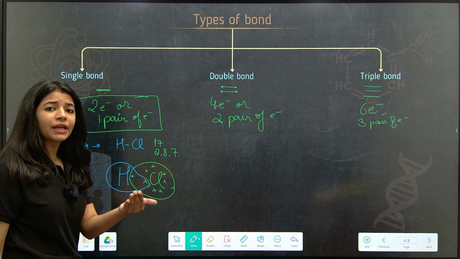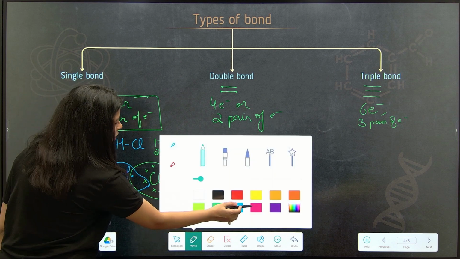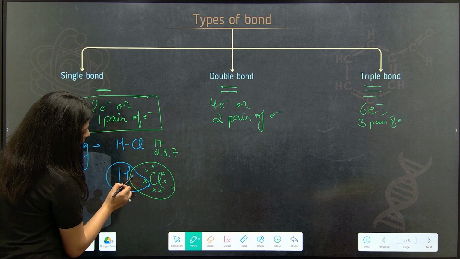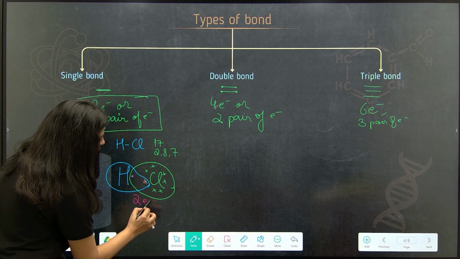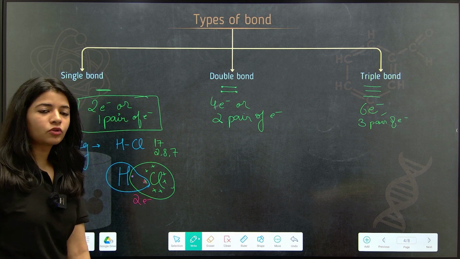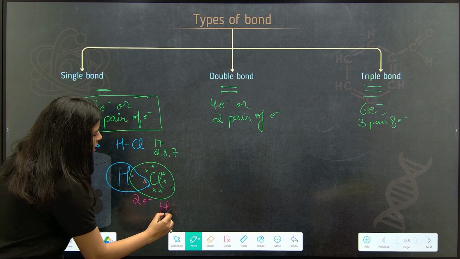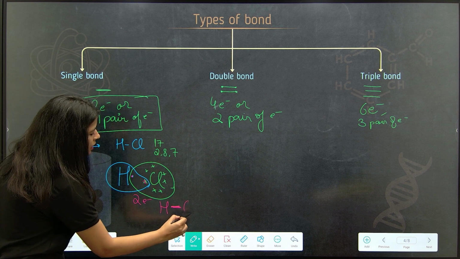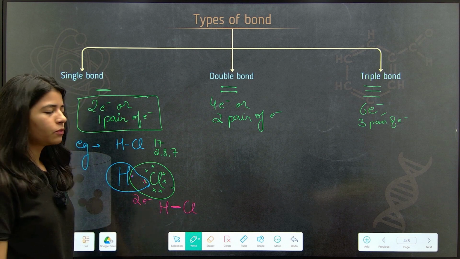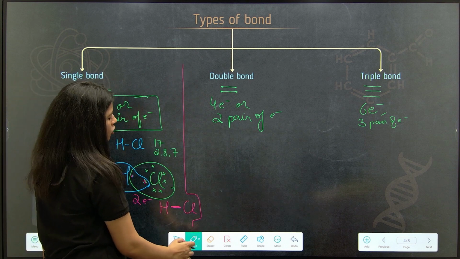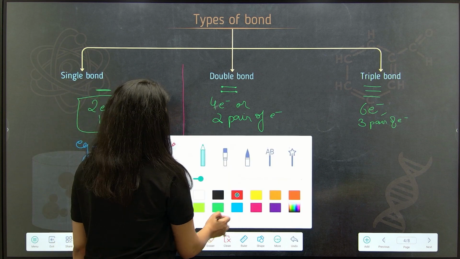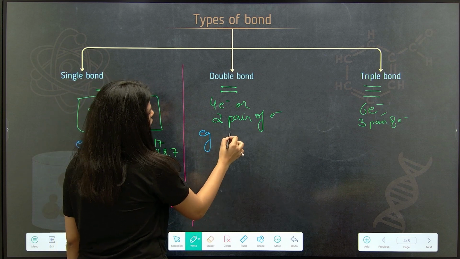In total, how many electrons are being shared? Let me change the color. So 1 and 2, these electrons are being shared, or I can say that 2 electrons have been shared, or 1 pair of electrons. Therefore, there will be 1 bond present between H and Cl, right? So this was your example of a single bond. Now let's talk about double bond. Let's take an example of the oxygen molecule.